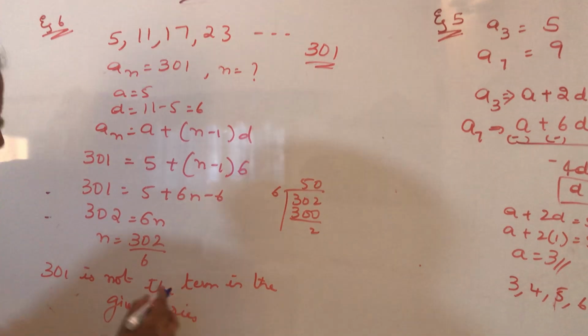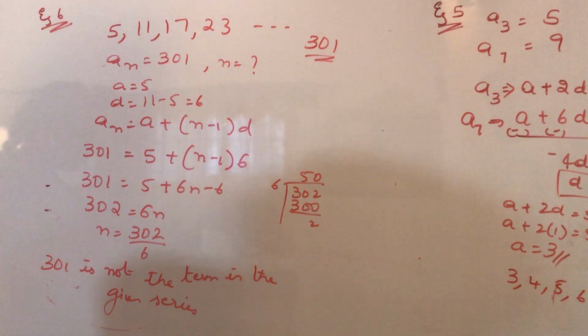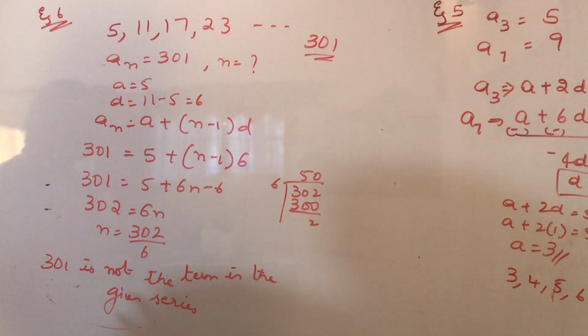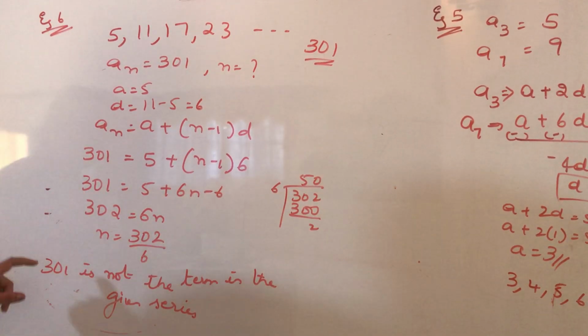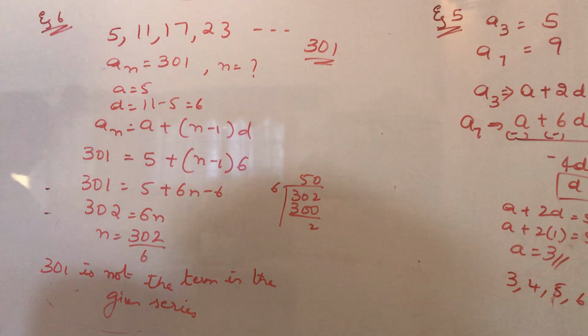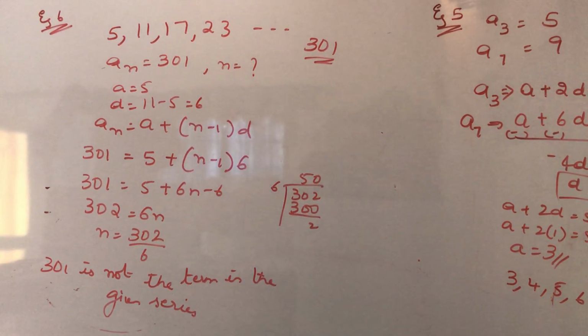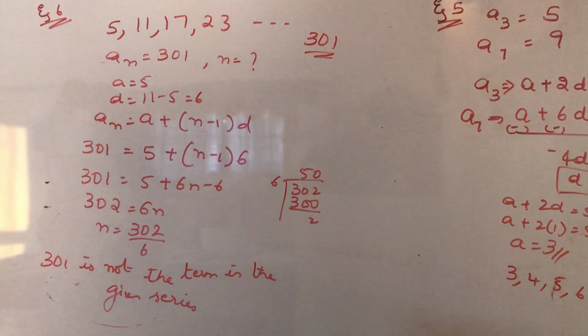Kids, you have to keep in mind n should be a proper natural number. No negative, no decimal, no fraction, nothing is allowed. n should be a proper natural number. So 301 is not a term in the given series. Okay, fine. Now let us see example 7.